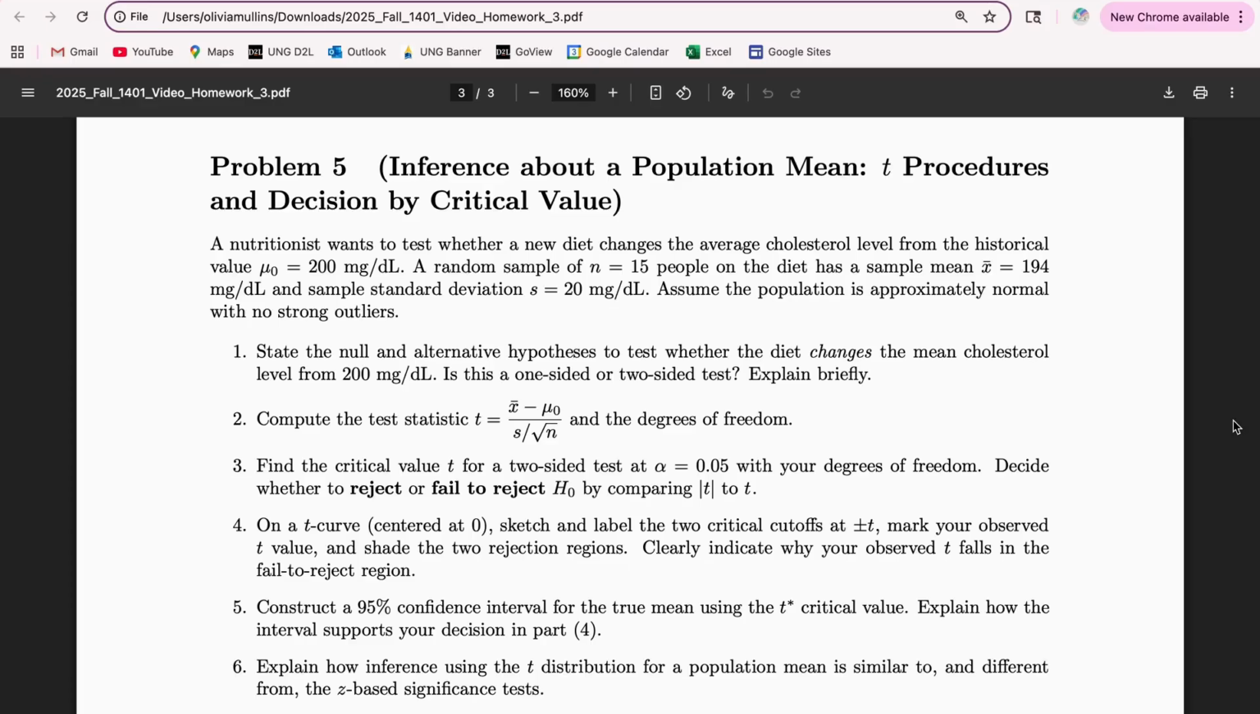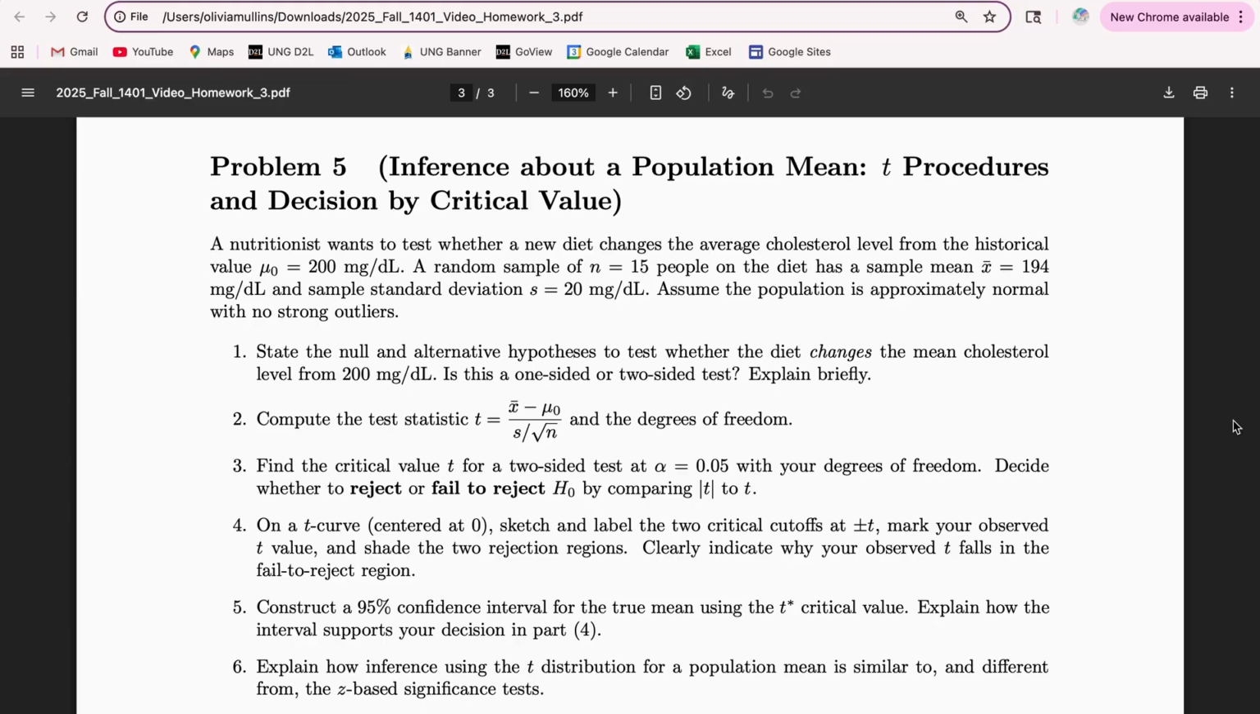Moving on to problem 3, it says find the critical value t for a two-sided test at a significance level of 0.05 with your degrees of freedom. Decide whether to reject or fail to reject the null hypothesis by comparing the absolute value of your t to the critical t.